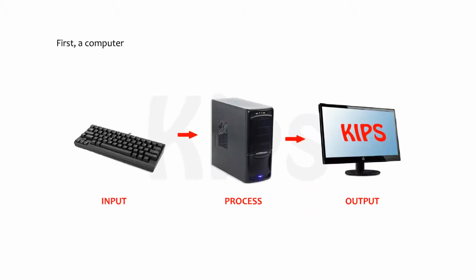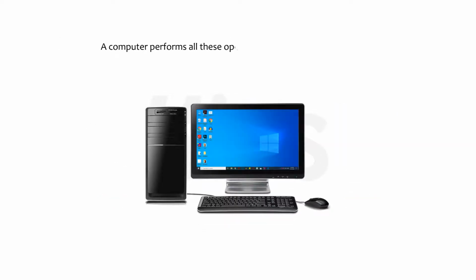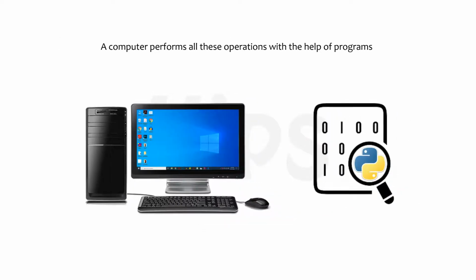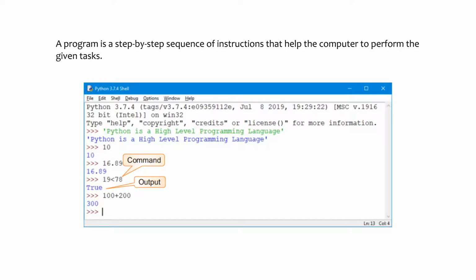First, a computer accepts the data input by the user. Then it processes the data and finally it gives you the output. A computer performs all these operations with the help of programs. A program is a step-by-step sequence of instructions that help the computer to perform the given task.